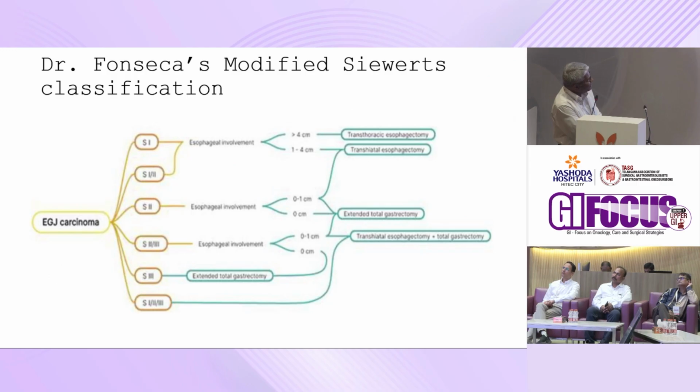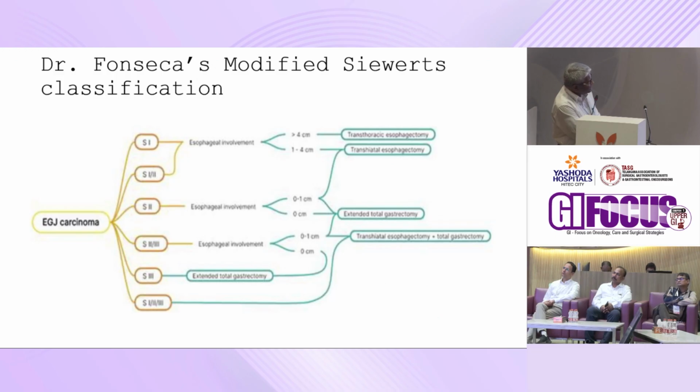In S2, the esophageal involvement between 0 and 1 centimeter, the patient can either go for transhiatal or extended total gastrectomy. Tumor at 0 centimeter, the patient will undergo extended total gastrectomy.